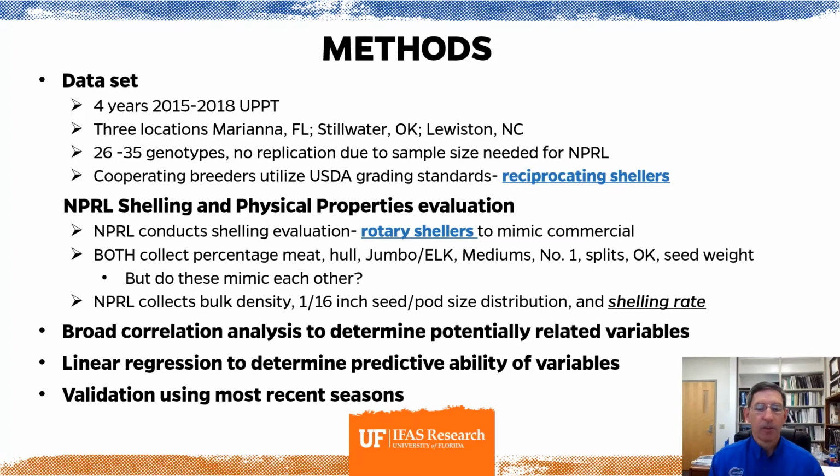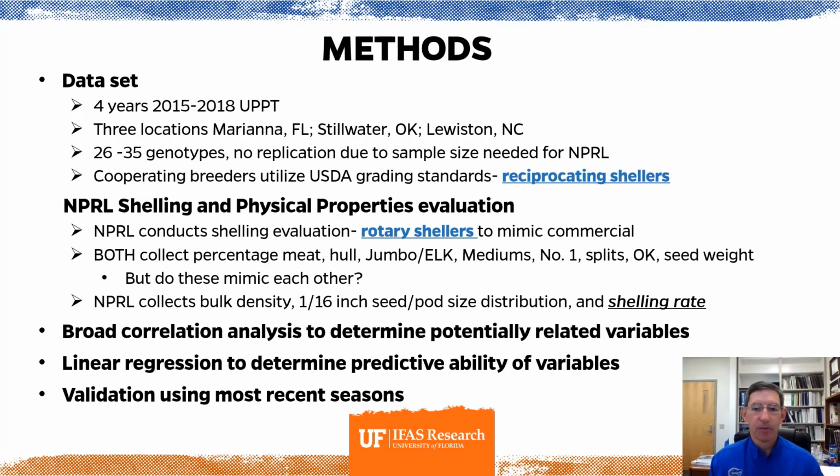The cooperating breeders in the UPPT utilize the USDA grade standards and the reciprocating shellers, as I mentioned. The NPRL shelling and physical properties evaluation is published, and some of those are on the website, and it's conducted, as I said before, with rotary shellers that mimic commercial applications. Both the rotary shelling process and the reciprocating shelling process collect meat, whole, jumbo, mediums, number 1 splits, other kernels, seed weight, and other factors.